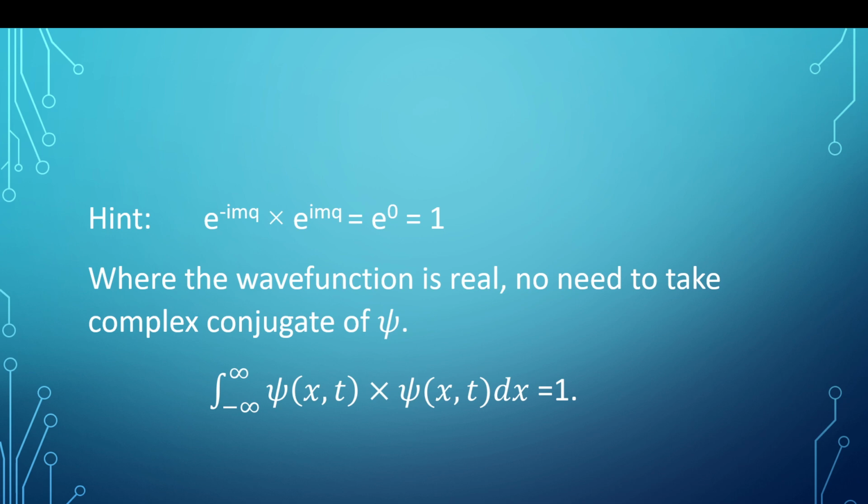Hint is given here. Suppose psi value is e raised power minus i n cube. Then it has to multiply by e raised power i n cube, so that e power 0 becomes 1. But if the wave function is real, no need to take complex conjugate of psi. For example, integration between limits minus infinity to plus infinity, psi x t into psi x t dx equal to 1.